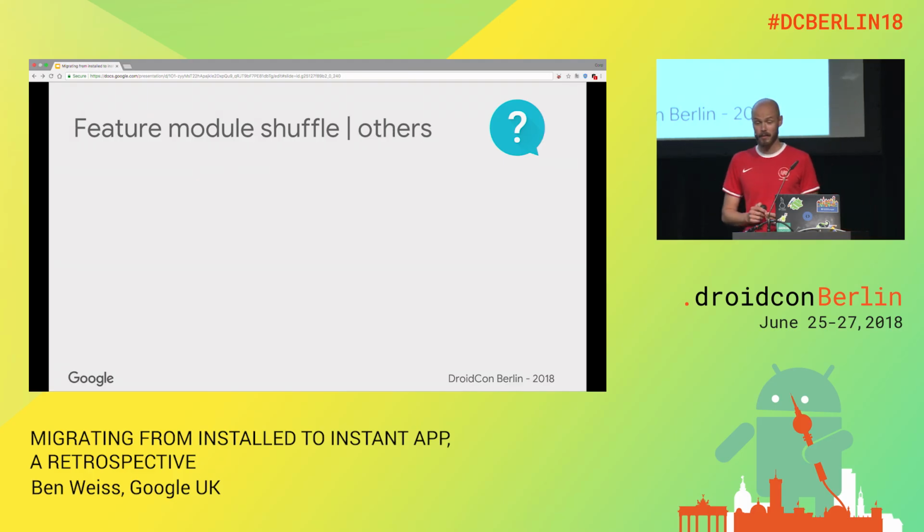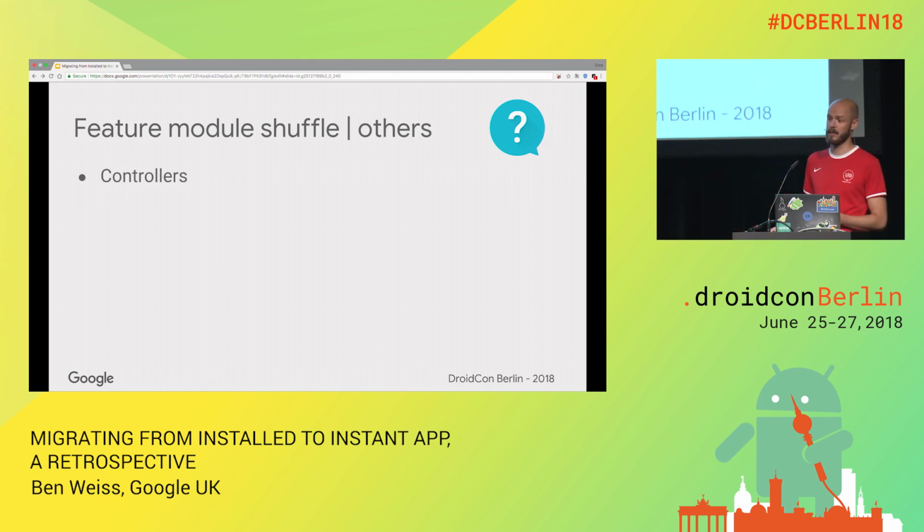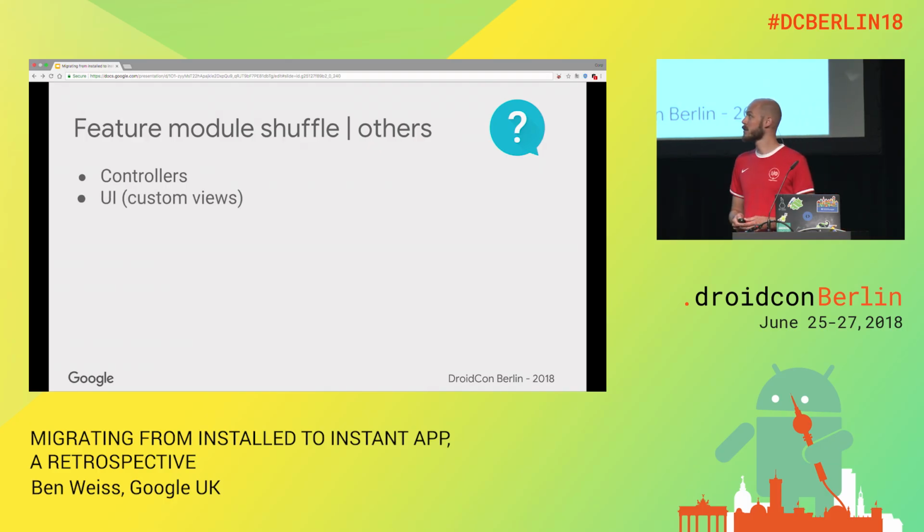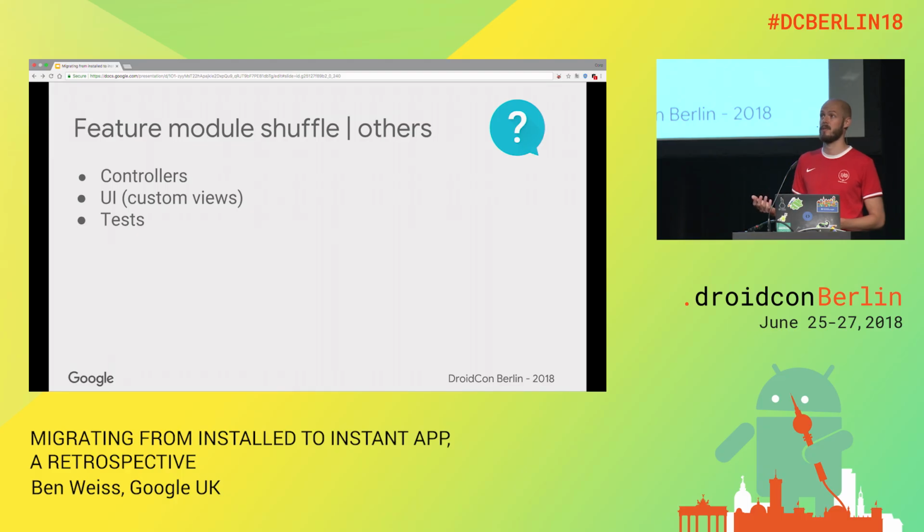So let's take a look at the other feature modules. I've been talking about a couple of things already, but all the controllers are in there. So all my activities, all my fragments, all my other things that are basically part of my controllers. Also the custom views that I wrote, and the UI is in there. Also the tests, it makes sense to have the tests live within those feature modules as well, and not have them in the base module.